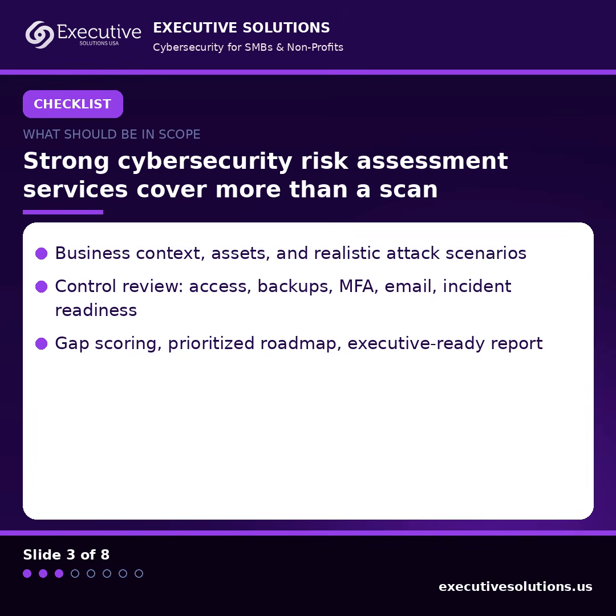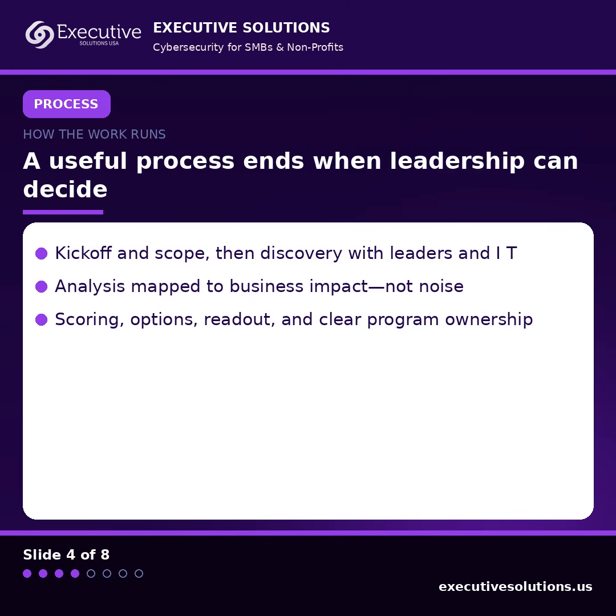Strong work covers business context, assets and data, realistic scenarios, control review, gap and risk scoring, a prioritized roadmap, and an executive-ready report boards can actually read. If a proposal is only a tool scan or unranked findings, you are not buying a full risk assessment. The process is simple enough to finish and serious enough to guide spend.